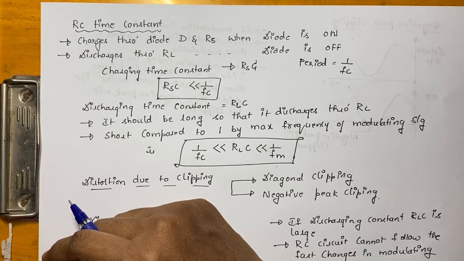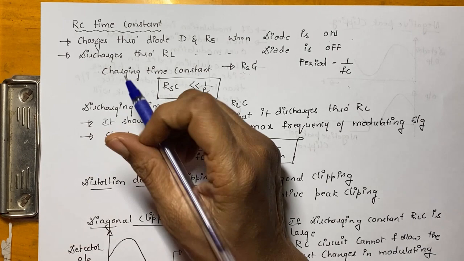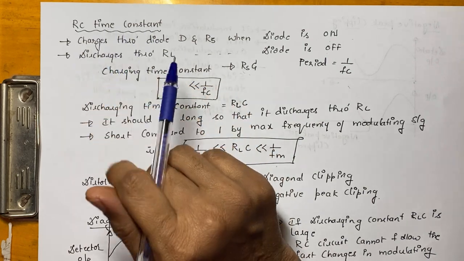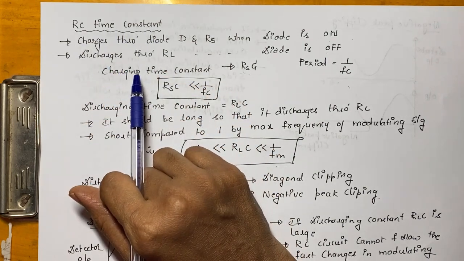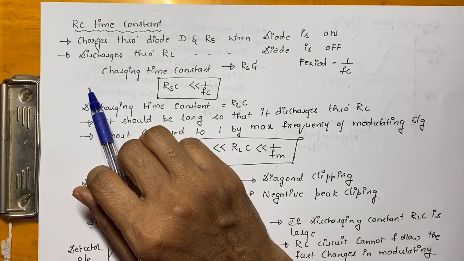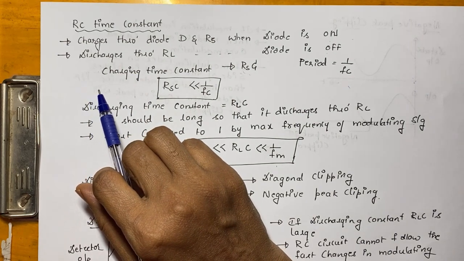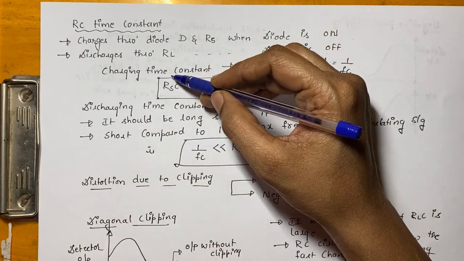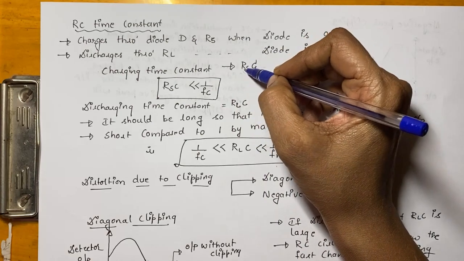To obtain a ripple-free output of a modulating signal at the output of a detector, it is very important to choose this RC time constant. We know that the capacitor charges through a diode D and Rs when the diode is on, and the capacitor discharges through a load resistor RL when the diode is off.